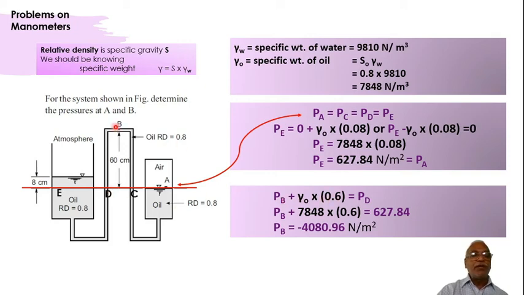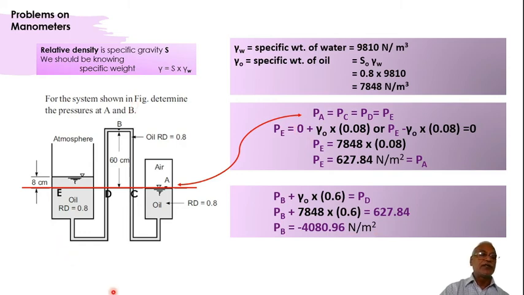So PB plus gamma O into 0.6 will be equal to PD, but this PD is already known here. I'll substitute that value. So PB plus 7848 into 0.6 is equal to 627.84. If I simplify, PB will be equal to minus 4080.96 Newton per meter square. If you want kilonewton, then it will be equal to minus 4.08096 kilonewton per meter square.